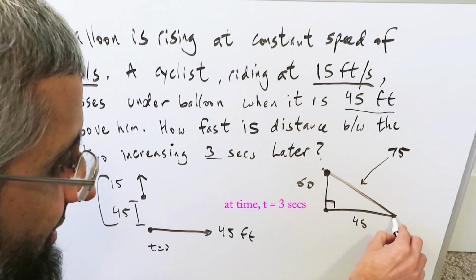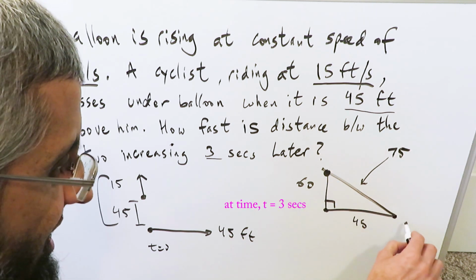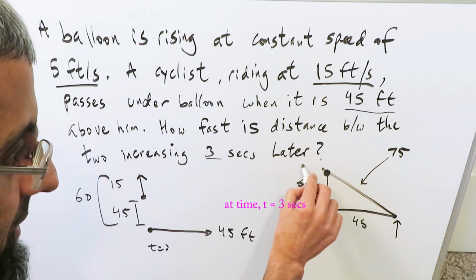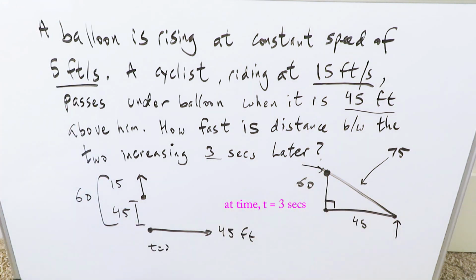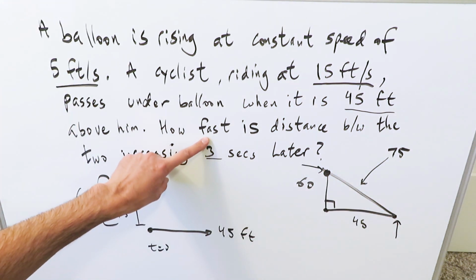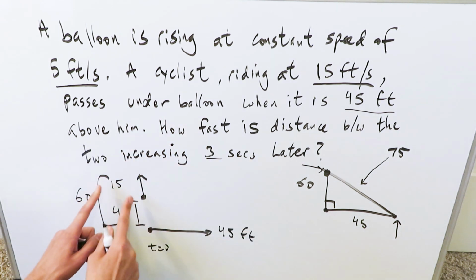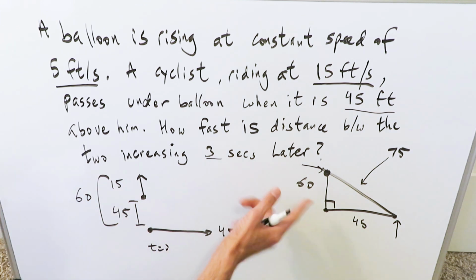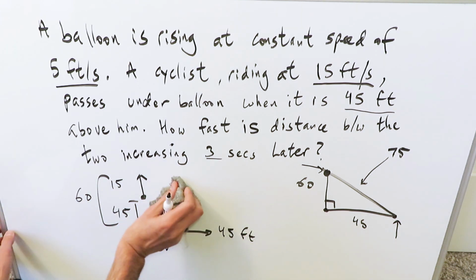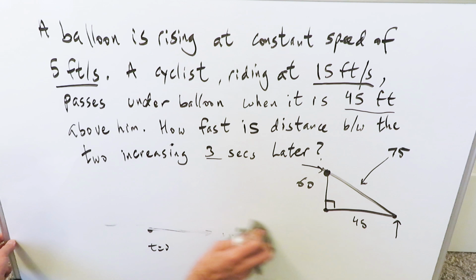This right here represents the distance between the cyclist, which is right here, and the balloon, which is right here: 75 feet. But what is the question? The question is, what is the rate of change of that distance, the hypotenuse? That is what we're determining. If you don't determine these items from the get-go, you cannot solve this problem. But we have everything we need now to actually solve the problem.